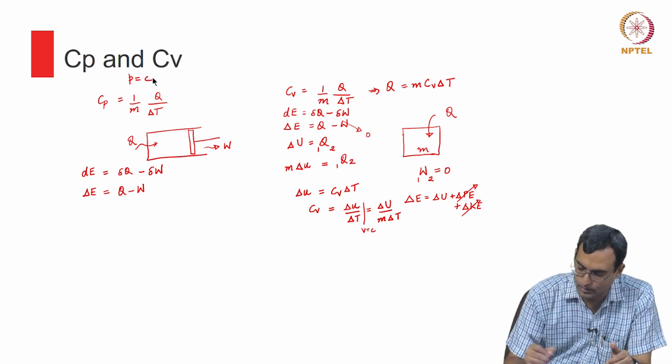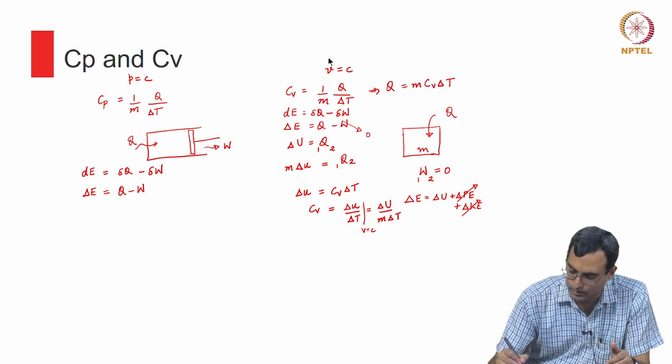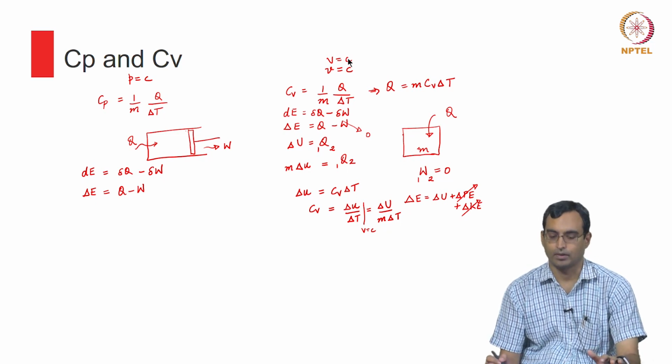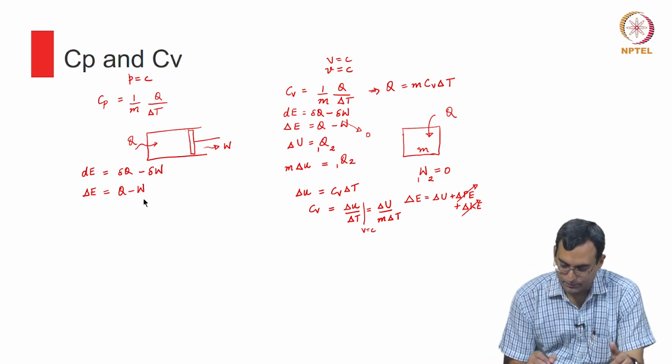So, V is equal to constant. Over here, V is equal to constant. Capital V is also equal to constant. So, because we are looking at a system, mass is constant. So, we have this kind of an expression.